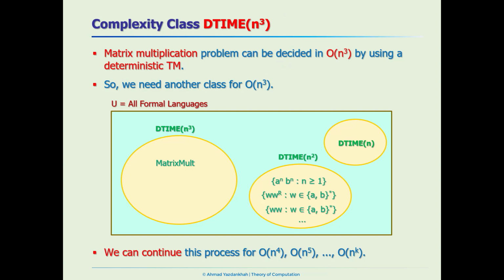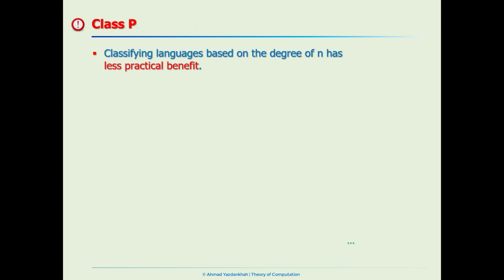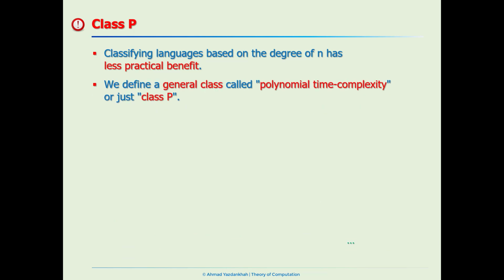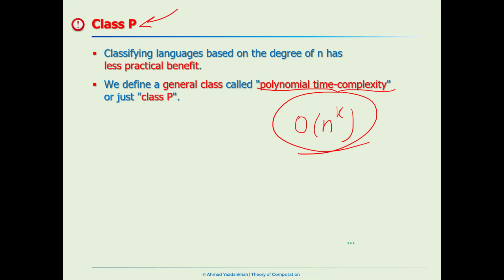But you know what? This kind of classification is useless. It's not a practical thing. We don't get any practical benefit from this. We usually in practice define a very general class, and we put all of them in one class. If the time complexity is a polynomial, big O of n to the k, then we put all of them in one class and we call it class P.